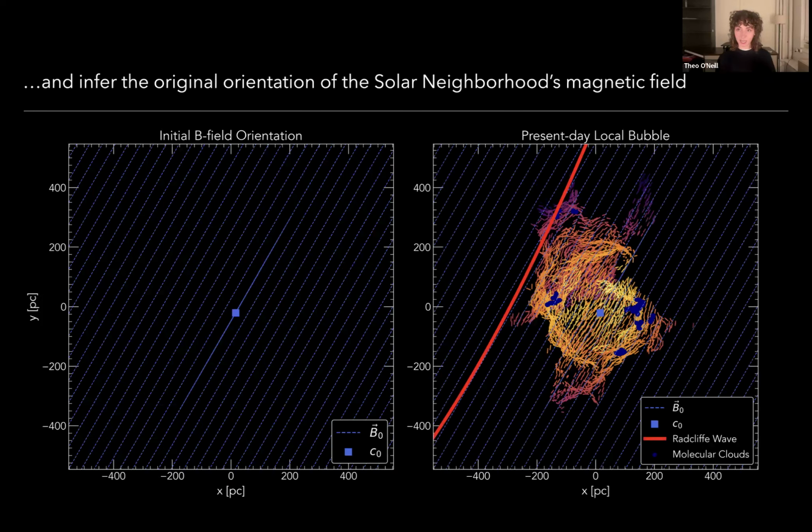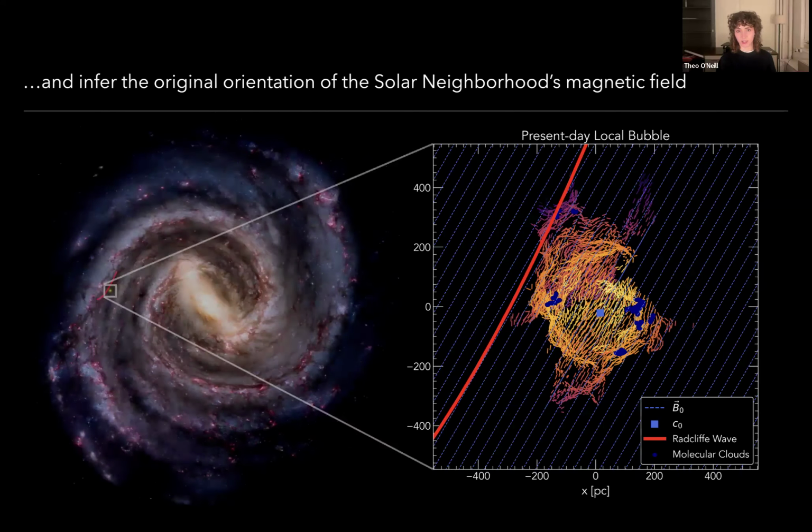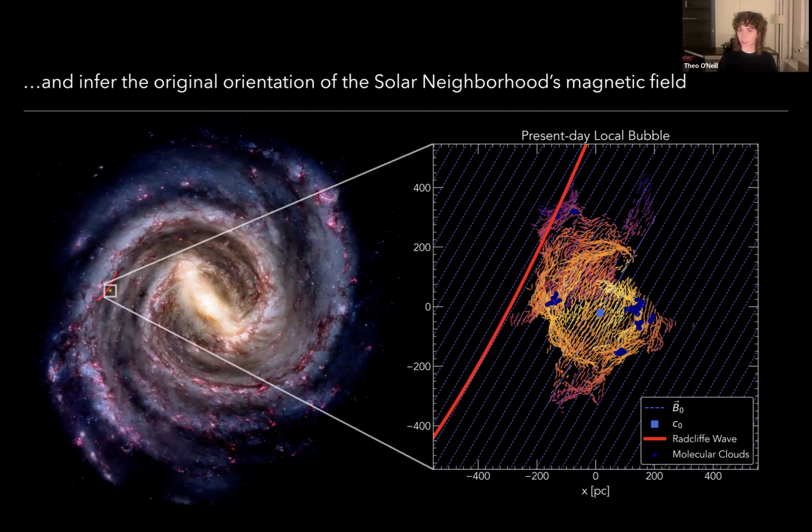So this is showing a top-down view of our local bubble from looking from outside of our galaxy. The vectors on the local bubble surface are the same as in that nice video that I just showed, and the blue lines are showing our inferred magnetic field orientation. And what's really, I think, notable about this analysis is that we find an initial orientation that is parallel to the local portion of the spiral arm in our galaxy.